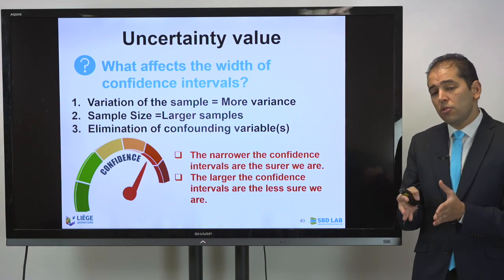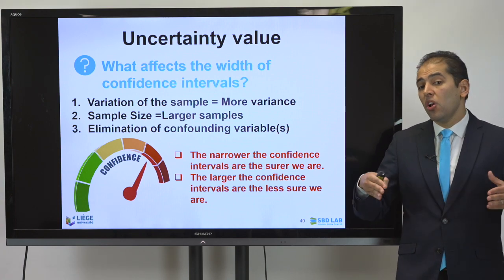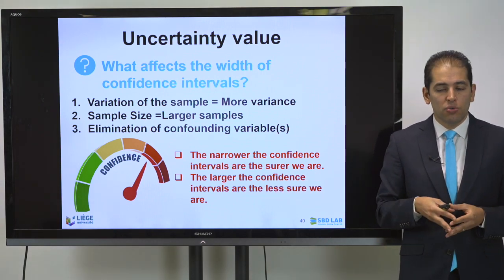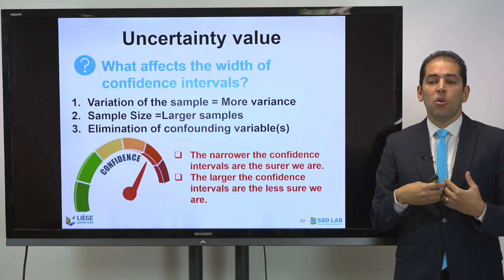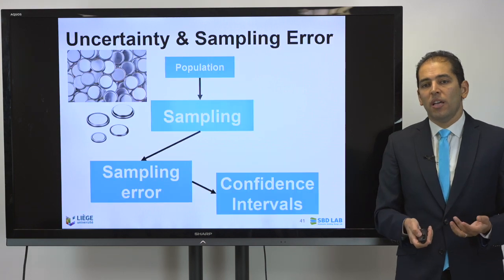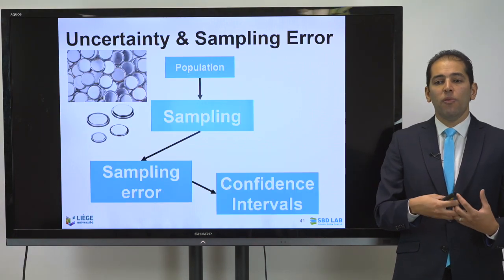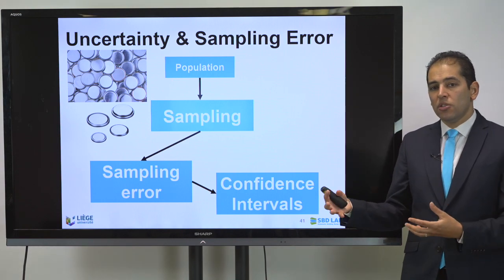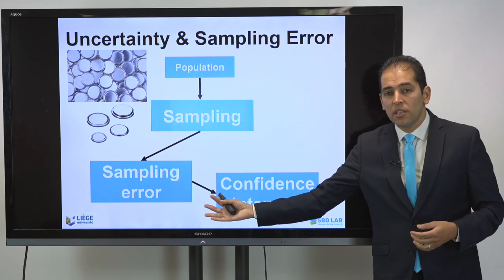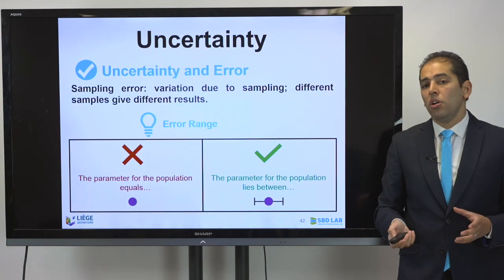The narrower the confidence interval is, the surer we are, and the larger the confidence interval is, the less sure we are. So by that we can communicate the level of uncertainty or the level of confidence, and based on that we can say our result communicates how far we are confident about our result or uncertain about the findings in relation to the sampling error, the sample, and your population. This is the only way to do it.